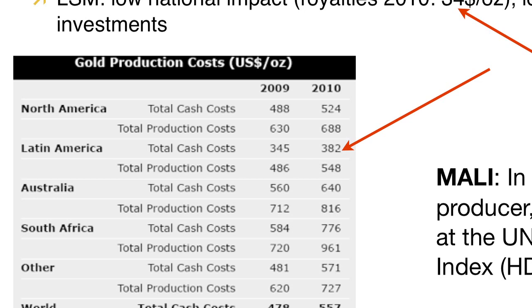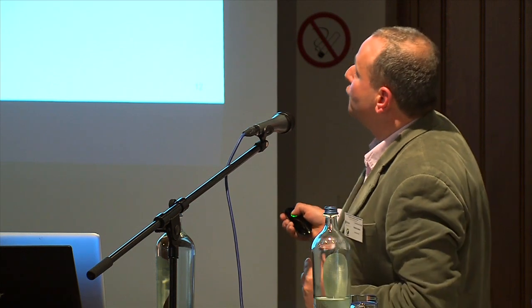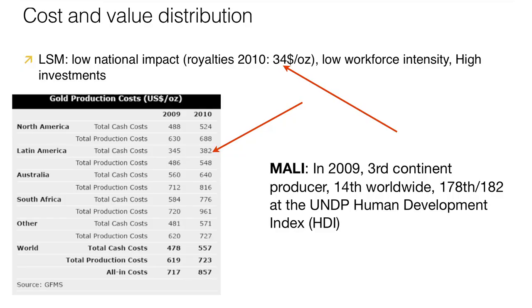Here you've got the gold production cost in Latin America of the industry, and you see that the production cost is $400, plus or minus. The price of gold is $1,700 today. So you've seen that only a small part goes in the country which produces it. Okay? The royalty average is $34 an ounce, means that for every $1,700 of value created, only $35 goes to the state. So the tax impact is very low.